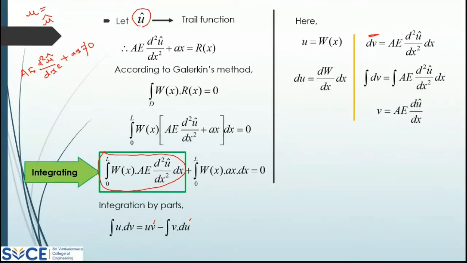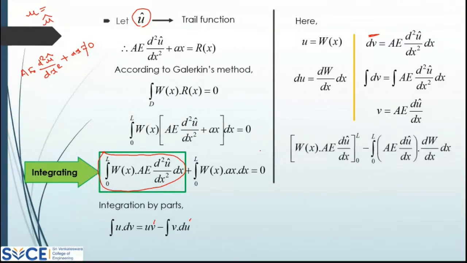So one differentiation will go off, right? We'll get AE du by dx. Okay, so now let me substitute it in my equation. When I substitute, I'll get something like this. So u is w of x, v. So v is this term. So you have it here. So AE du cap by dx. So this is over, right?